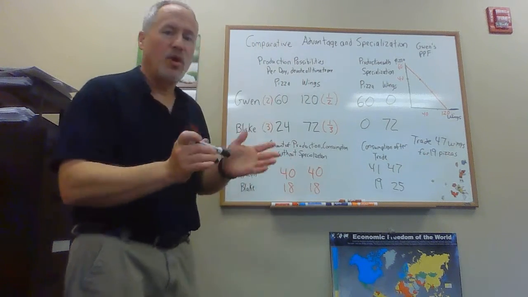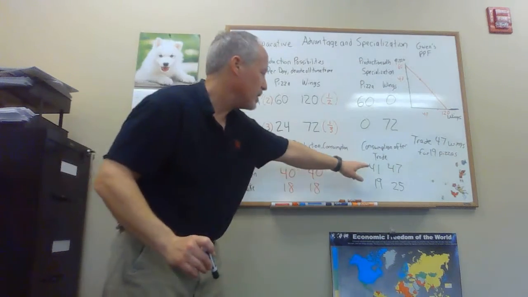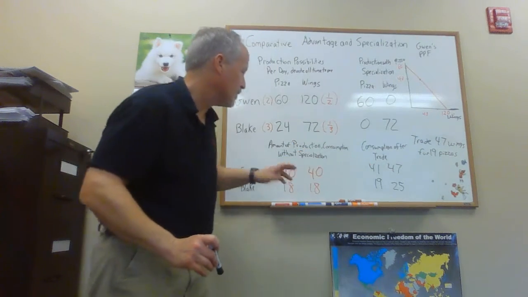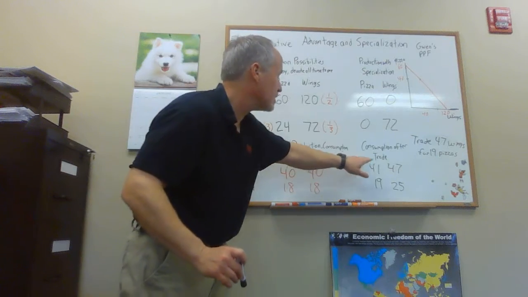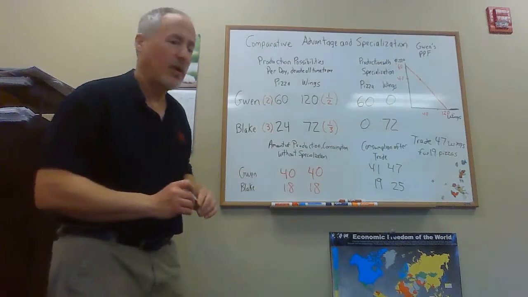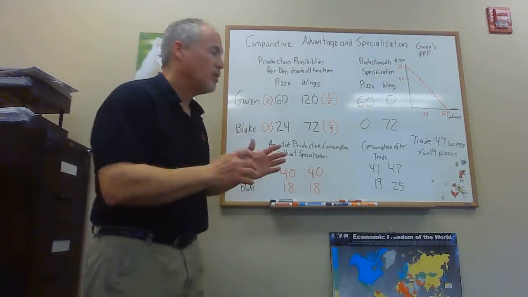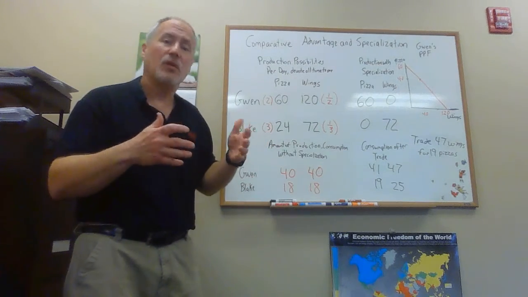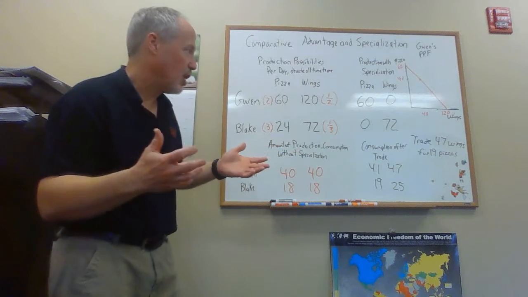And again, we wanted to make that trade simply so that we can look here and compare before and after. We see that Gwen has more pizzas and more wings than she started with. Blake has more pizzas and more wings than he started with. So we can conclude that they both have to be better off.